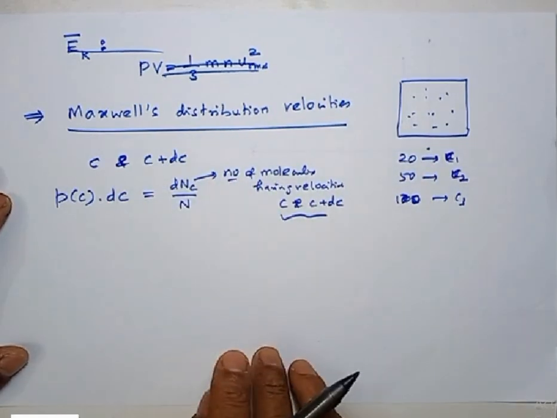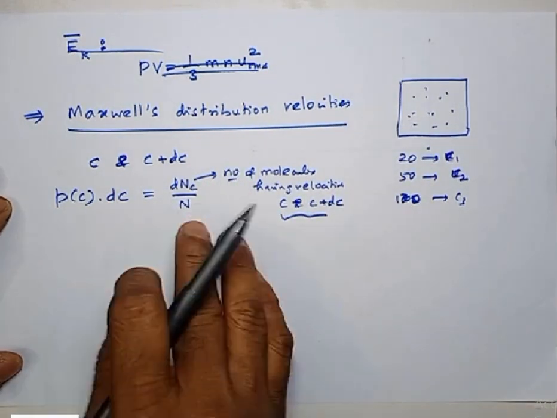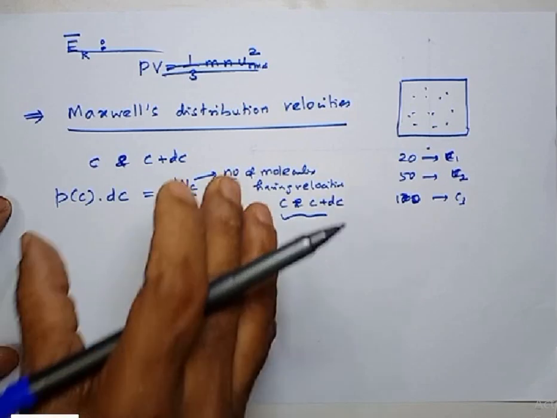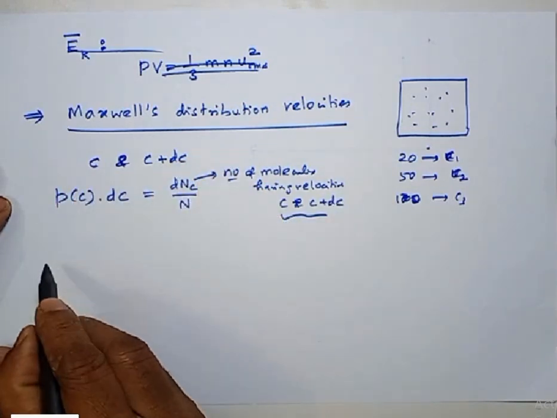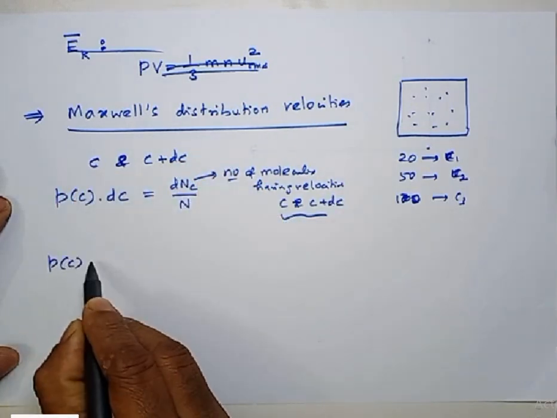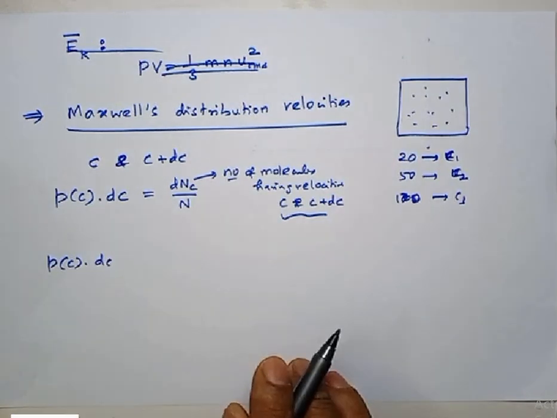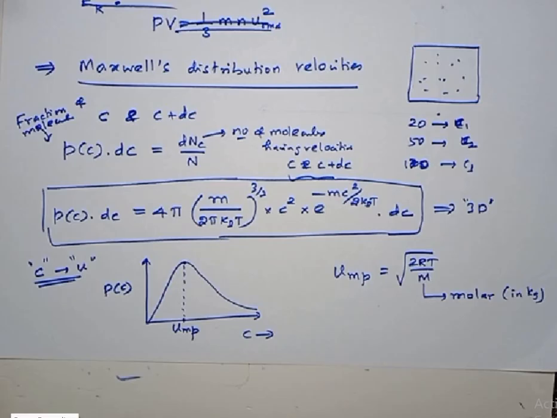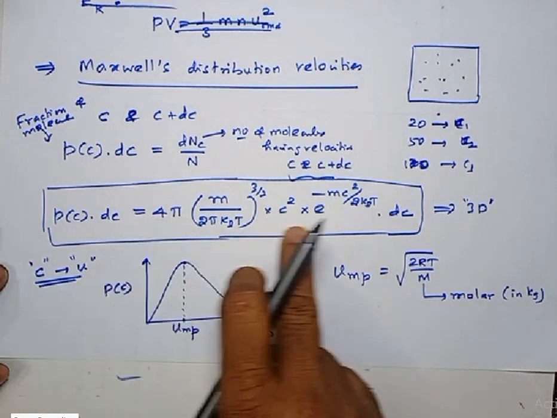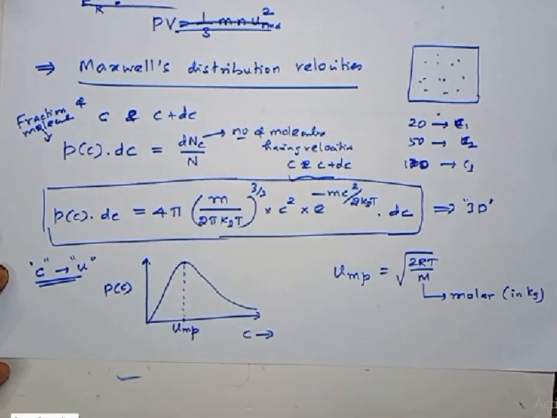This is the formula. We can derive it, but I'm not going to derive it here; I'm going to give you only the final answer. What is the final answer? The fraction of molecules having velocity c is given by this equation, the equation for Maxwell's distribution of velocities.